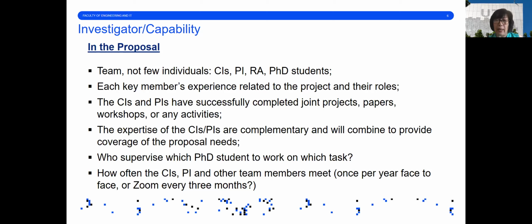And finally, if you have a big team, a number of CIs, PI, students, RA, and so on, people would like to know what is your management of the team. So you meet once per week, once per month, or through Zoom and so on. Also write 2-3 lines to highlight what is your plan. So that is my suggestion for this investigator and capability.